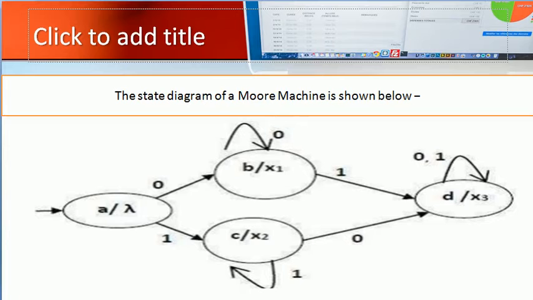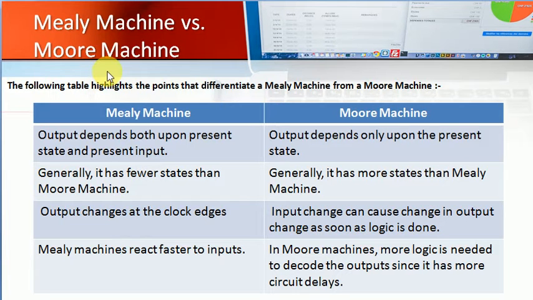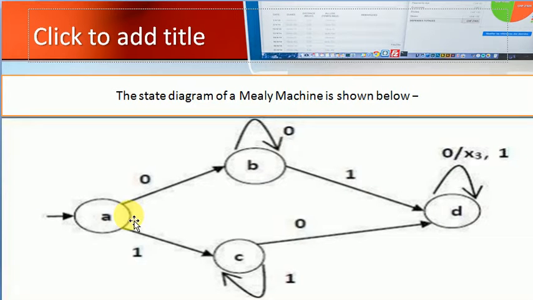Now we will see the differences between the Mealy machine and the Moore machine. The first difference is that in the Mealy machine, output depends on both the present state and the present input. We can clearly see from this: the present state is D and the present input is 0, and we get x3 as the output for this 0 input, and similarly for all states we get an output, which is not described here.